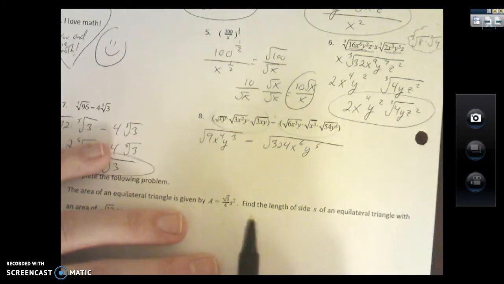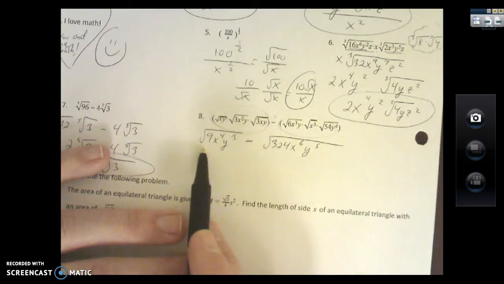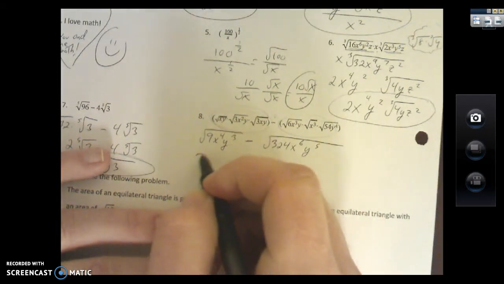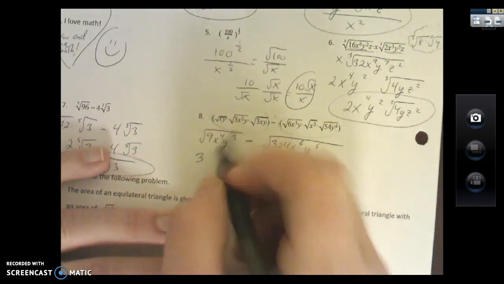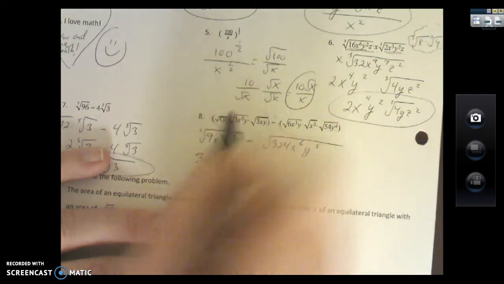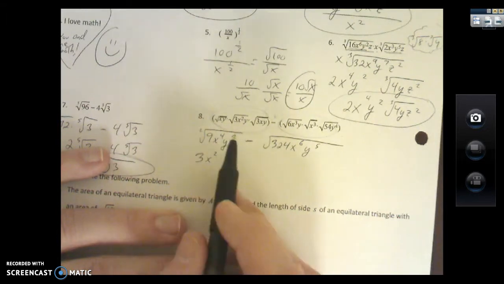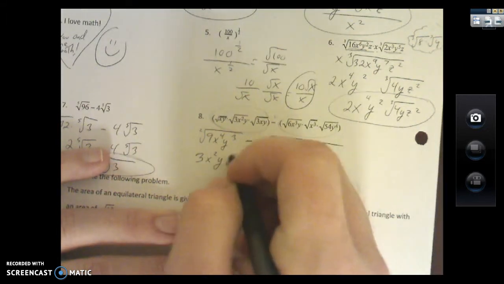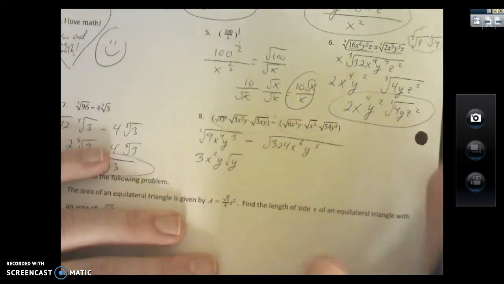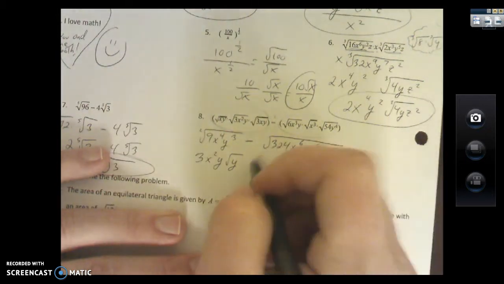Now, here, I'm breaking this down. The square root of 9 is 3. The square root of x to the fourth is x squared. Again, I'm asking myself, how many times can 2 go into 4? Twice. No remainder. How many times can 2 go into 3? Once. Remainder 1. I'm done with that first part.